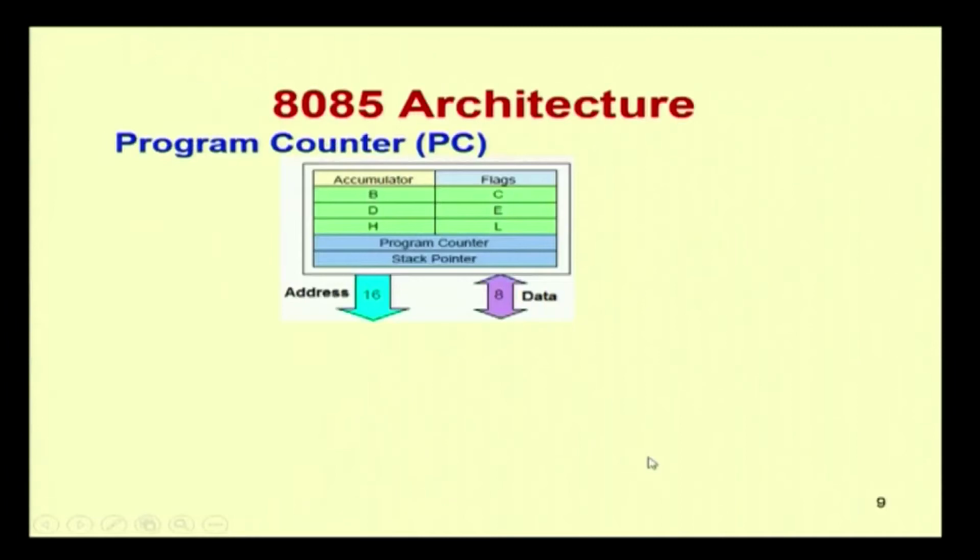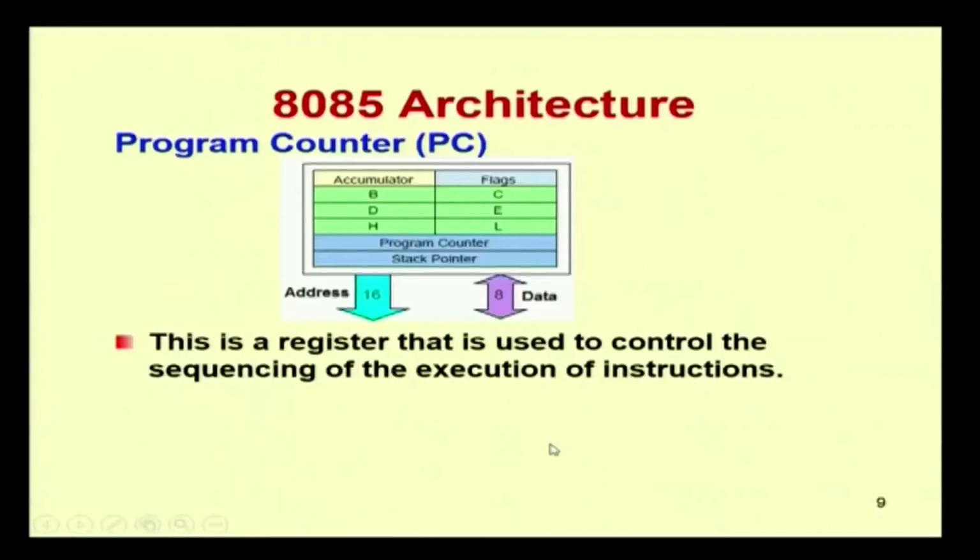Now we have other special purpose registers, that is the program counter. The program counter is a very important register. It is a 16-bit register. This program counter is responsible for sequencing the program. All programs are there in the memory sequentially, starting from say 0, 1, 2, 3 like that. The program counter will contain the address, and the contents of the program counter will be used to address the memory.